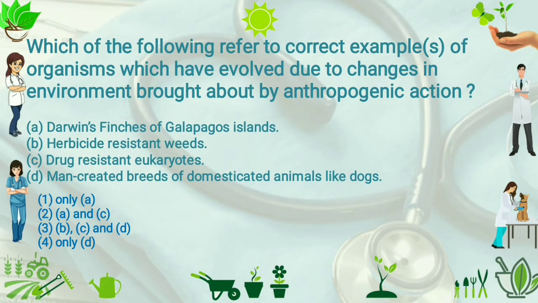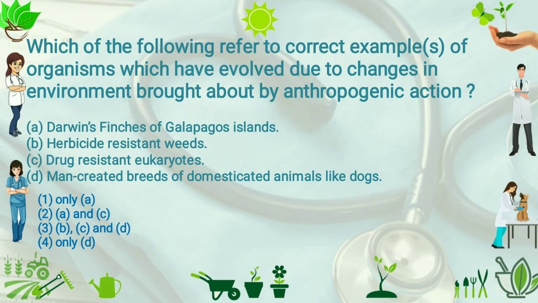Which of the following refer to correct example or examples of organisms which have evolved due to changes in environment brought about by anthropogenic action? Darwin's finches of Galapagos Islands, herbicide resistant weeds, drug resistant eukaryotes, man created breeds of domesticated animals like dogs. What do you mean by anthropogenic causes? Anthropogenic means it is caused by humans or their activities.